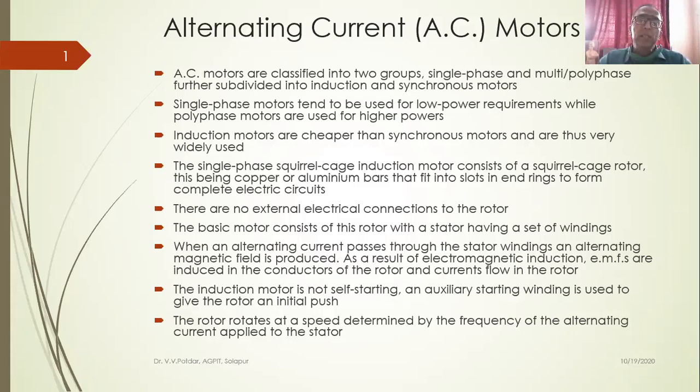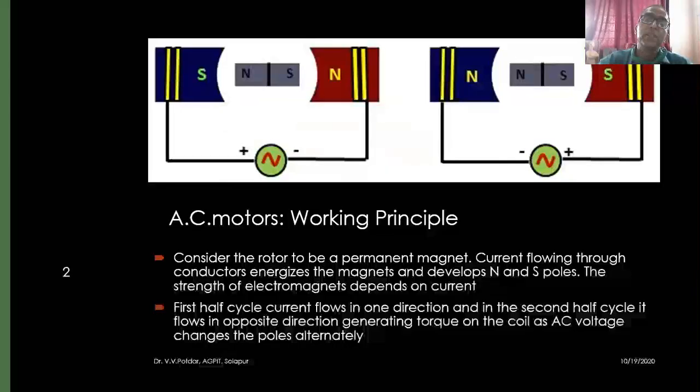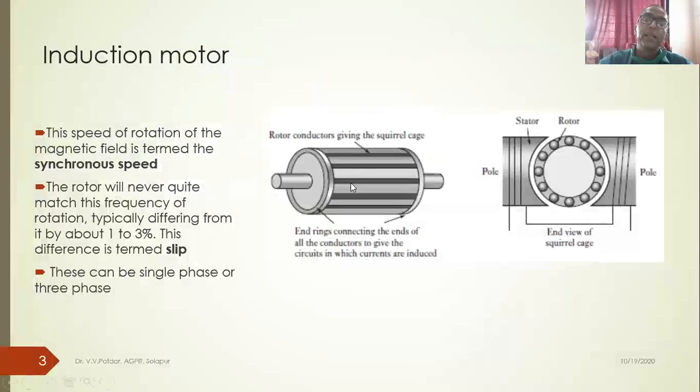Now, induction motors are cheaper than synchronous motors and these are widely used. That's why you'll find induction motors even in domestic pumps. We see induction motors in agricultural applications. We'll see three-phase induction motors, so to say. The single-phase squirrel cage induction motor consists of a squirrel cage rotor. Now, squirrel cage rotor, as you can see in the sketch, we'll discuss it later.